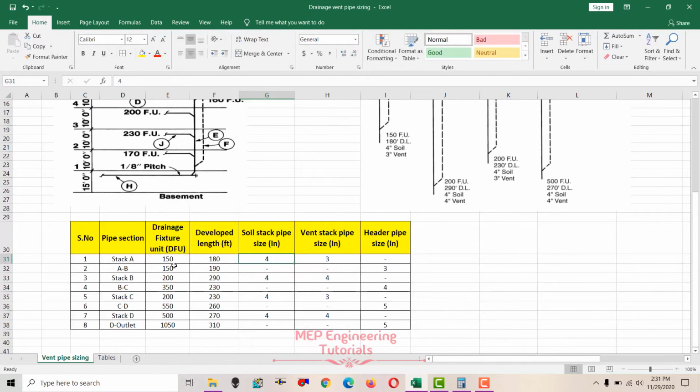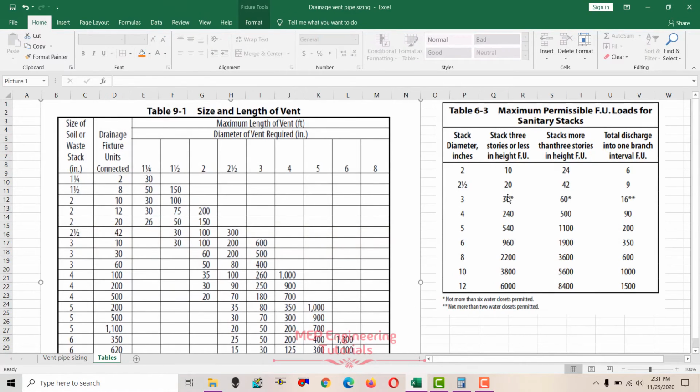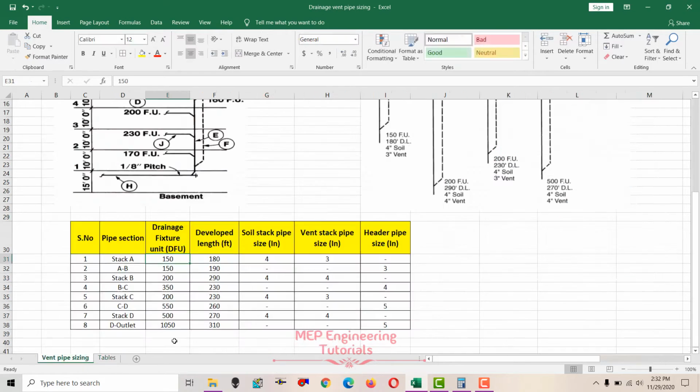So we have 150 fixture units. Since we know that we have more than 3 stories, for 150 fixture units we have to use this column. 150 is in between 60 and 500, so we'll go for the higher value, 500, and we'll check the soil stack pipe size. It is 4 inches. So 4 inch. Now we have to check the vent stack pipe size.